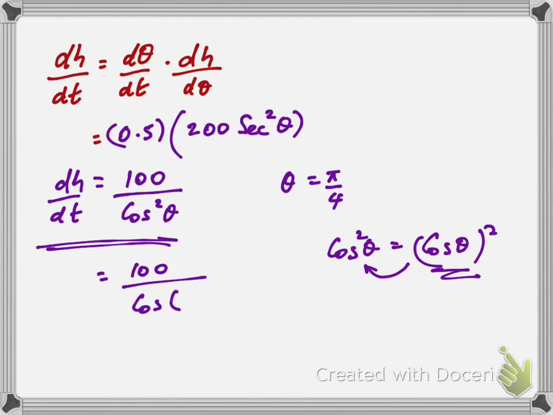So cos of pi over 4, which is 45 degrees. Make sure your calculator is in radians. If you use pi over 4, you go 100 divided by cos pi over 4, squared. And if you do all that, you end up with 200 meters per second. Cool. All right, so there you go, and that's the end of question number 10.